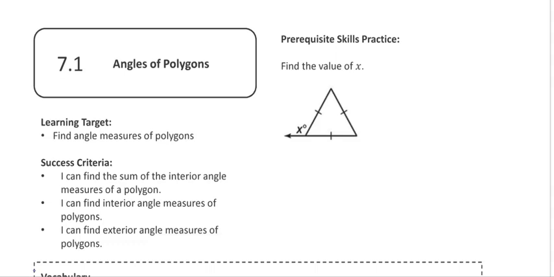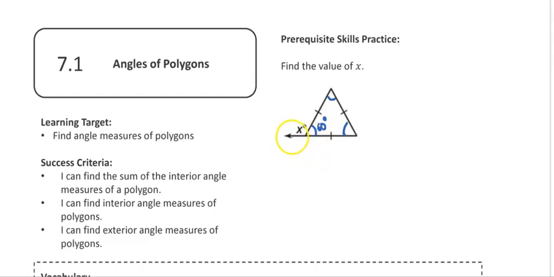Okay, on this prereq skills practice, they say find the value of x. X is this exterior angle right here. Now they show us a triangle, and we know that a triangle has 180 degrees. Now we know this is an equilateral triangle because of these three congruence markings right here showing us that all three sides are equal. Now remember, on an equilateral triangle, if all three sides are equal, then all three angles are equal. So if a triangle equals 180 degrees and you divide it into three equal angles, that's 60 degrees each.